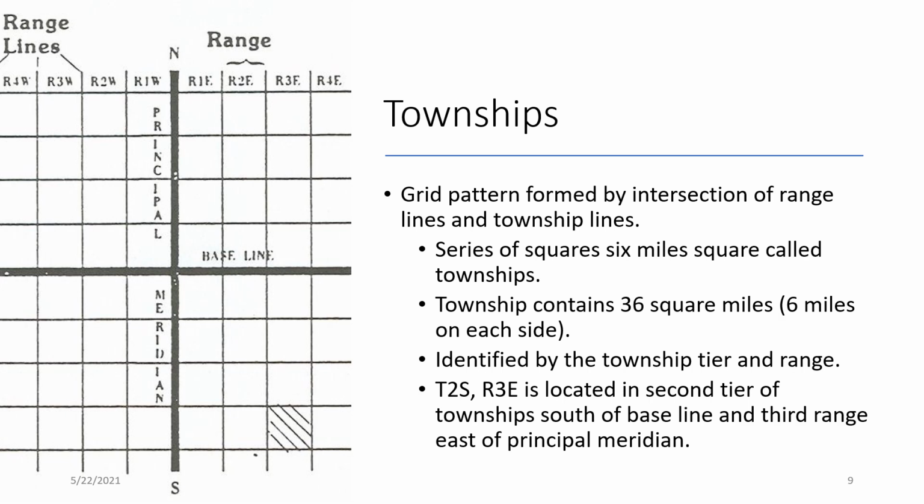Adding the tier lines forms a grid pattern. They are a series of squares 6 miles square called townships. Each township contains 36 square miles. They're 6 by 6, and they're identified by the township tier and range. So if you look at the picture there and we identify Township 2 South, Range 3 East, find T2S, R3E, and that is your square, your township.